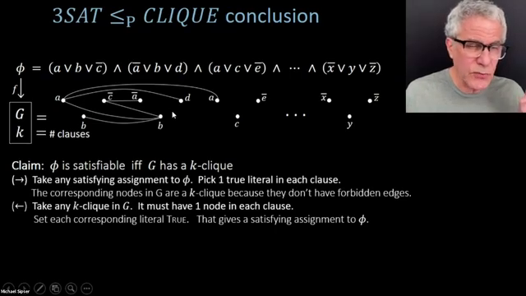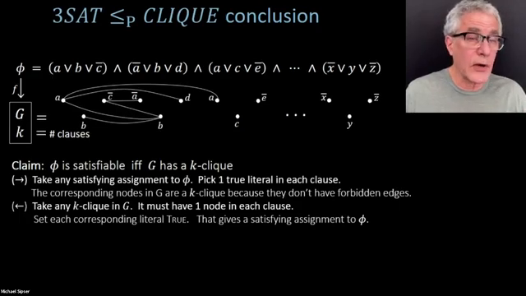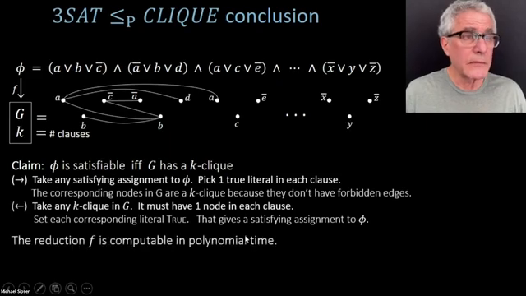There's one thing to be careful about and double check, to make sure that we're doing this consistently: that we're not being asked to set a true and also a bar true, because that would not be possible. But a and a bar are not connected. So if we're trying to set a true, we're never going to try to set a bar true, because a and a bar cannot be in the same clique. They're not connected to each other. Okay, so that is the argument.